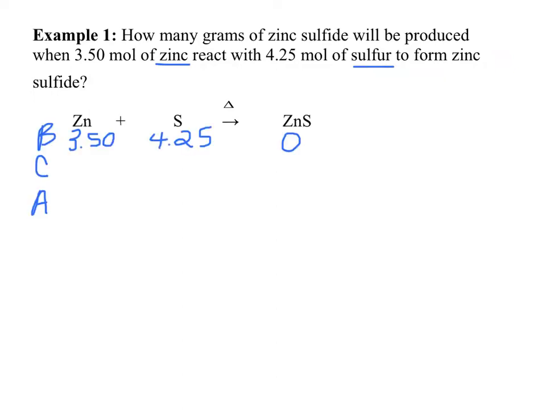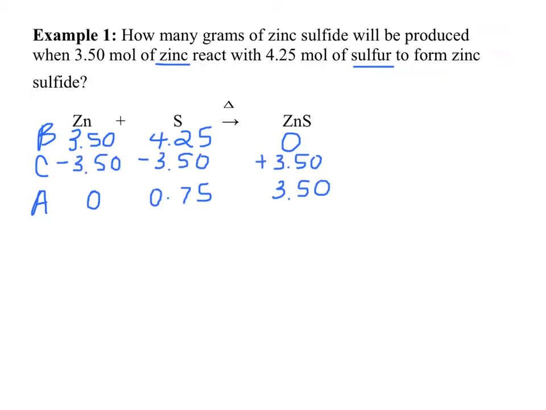Set up the BCA table and substitute in the beginning mole amounts. Now we need to determine which reactant is the limiting reactant and which one is the excess reactant. Zinc and sulfur react in a 1-to-1 ratio. So zinc will be our limiting reactant. We're going to run out of it first.